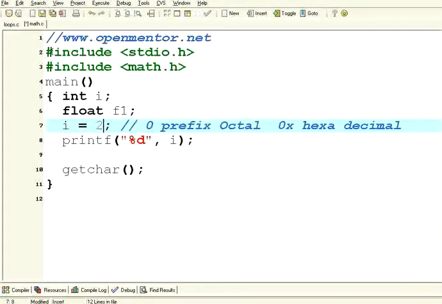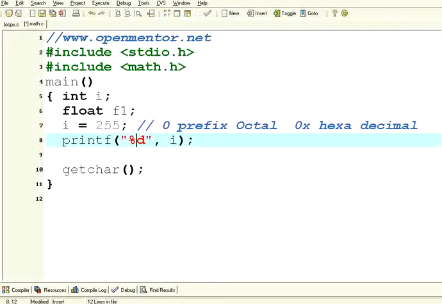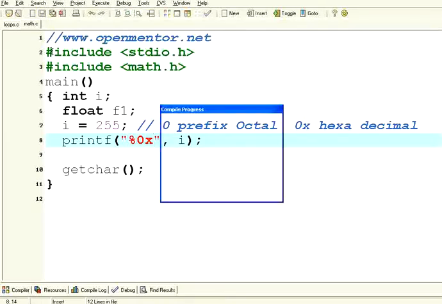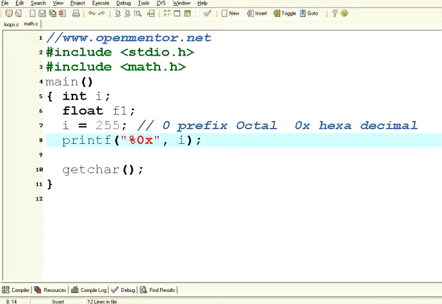I want to prove this again. 255, I give it over here. I want to print it in hexadecimal. So let me compile. It prints FF. So the decimal equivalent of FF is 255. This way you can verify back. If you have 0 as a prefix, it's octal. 0x as a prefix, it's hexadecimal. Same way you can use %o or %x in the printf statements for the format of printing it.